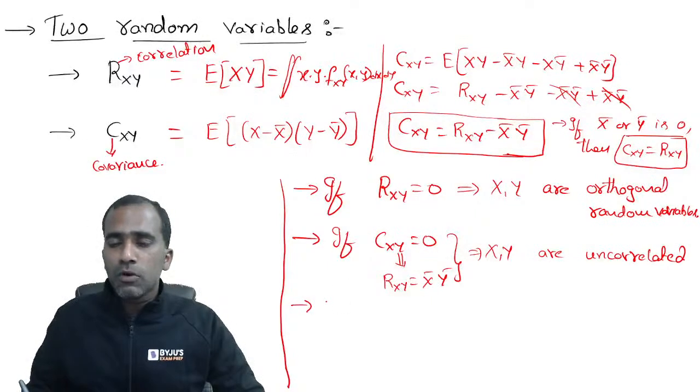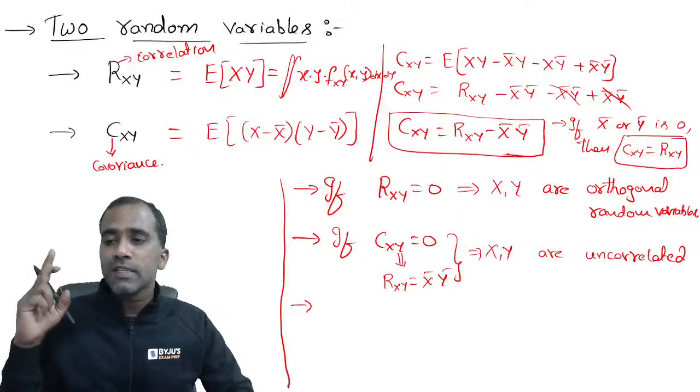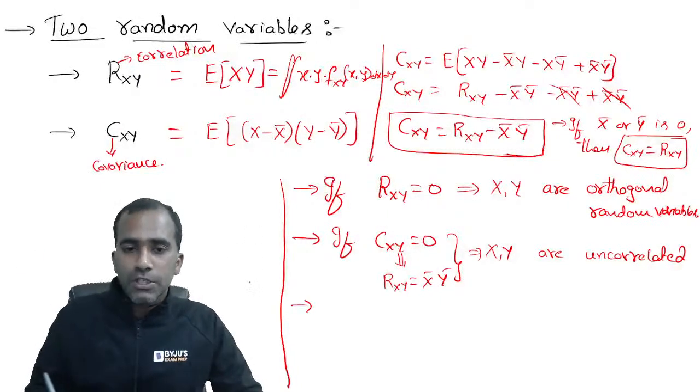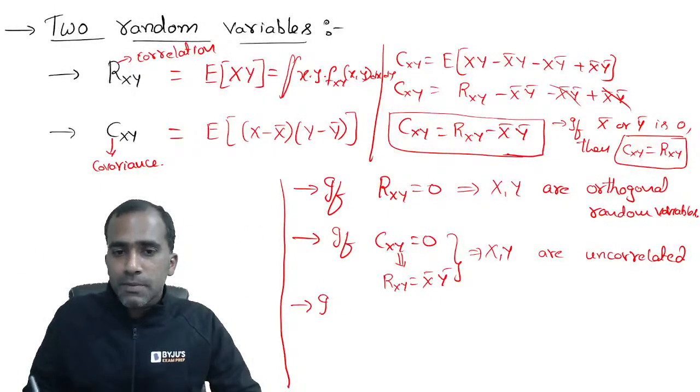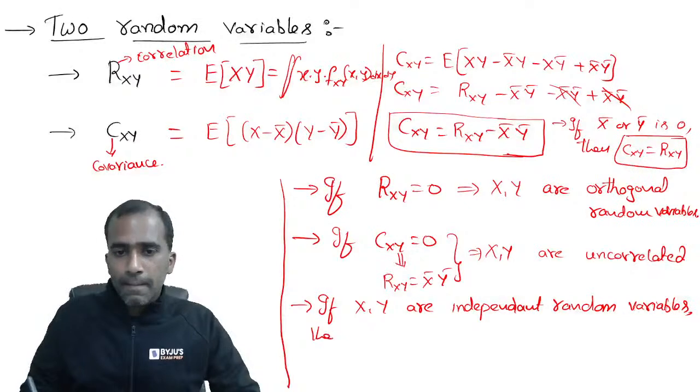Now let me make one more relation. There is the orthogonal relation, the uncorrelated relation, and one more thing: the independent relation. Very important relation. Mostly problems are asked based on this independent relation only. If x comma y are independent random variables, let me revise this point quickly, then what can we say?